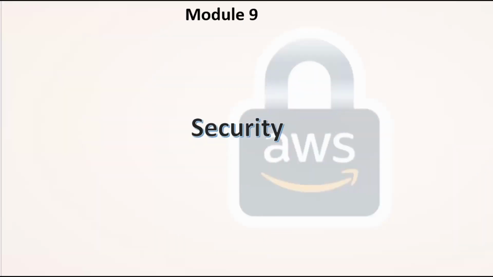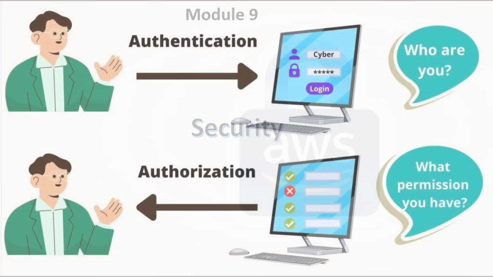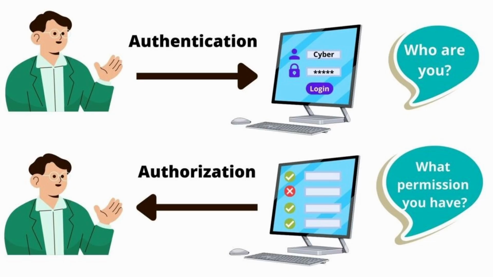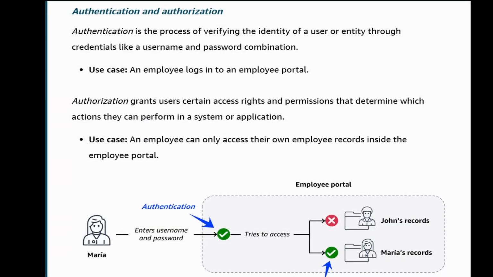Welcome to Module 9. Before diving into the tech, we have to distinguish between two terms that people often mix up: authentication and authorization. Authentication, this is all about identity. For example, an employee entering a username and password to log into a company portal. Authentication is the process of verifying the identity of a user or entity through credentials like a username and password combination. Next up is authorization.